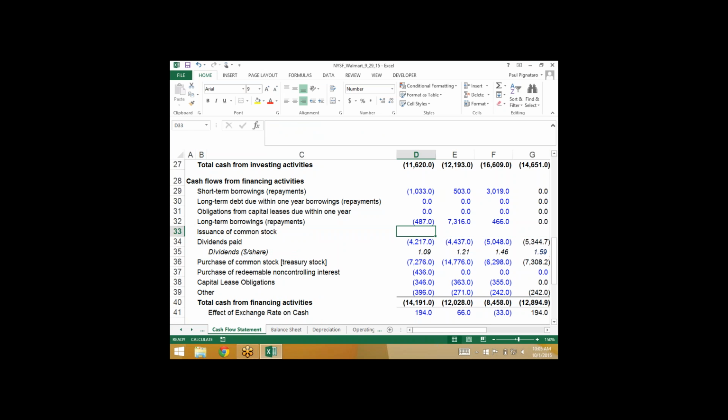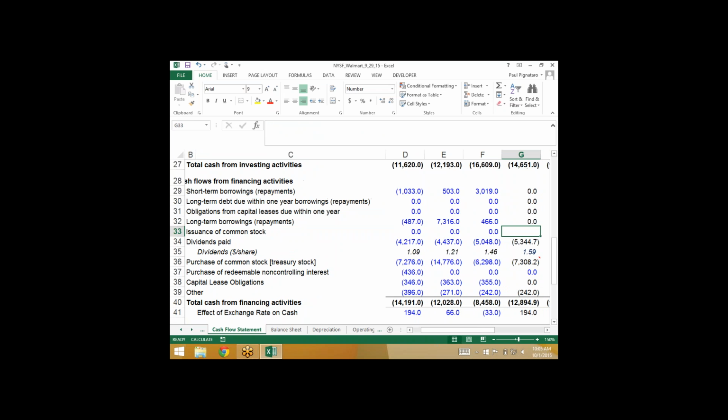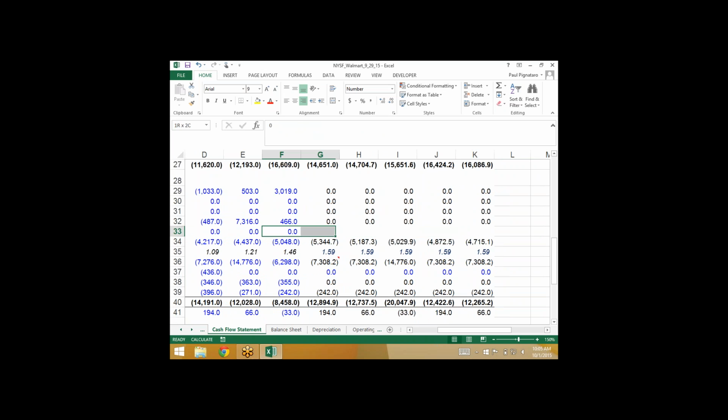Or whatever you want. Historically, it'll be 0. It's actually going to be 0 all the way because these are our projections. But in 2017, I want to model in 100 million. This is actually 100 billion. Okay, so issuance of common stock, 0 all the way through.